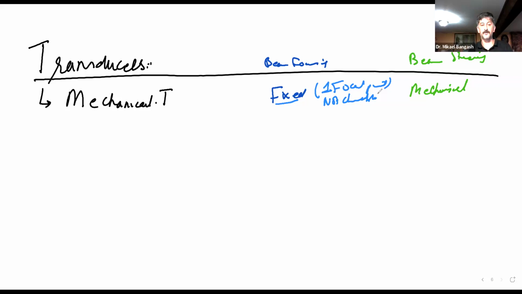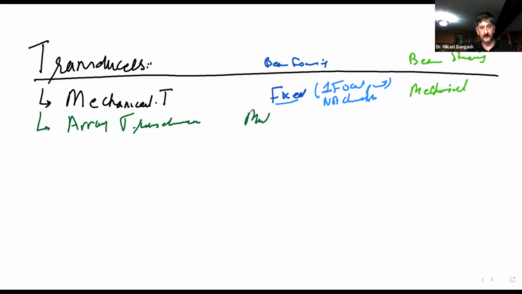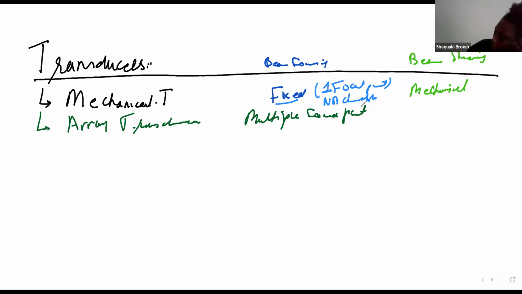Then the other category of transducers that we would have is mainly going to be what we can call array transducers. And when we say array transducer, what we mean by that is that they have the ability to have multiple focal points. Is that clear? That's mainly what we get from the word array. So whenever you see the word array transducer, there's no question about it. This is going to be a transducer which will enable you to focus at multiple points.